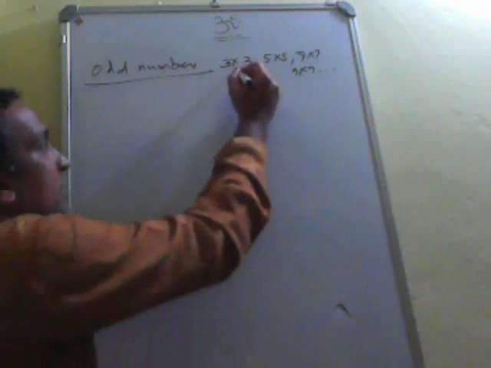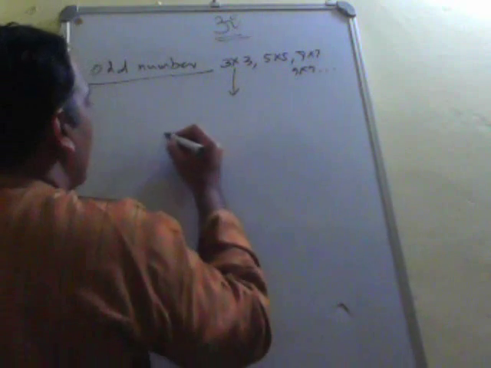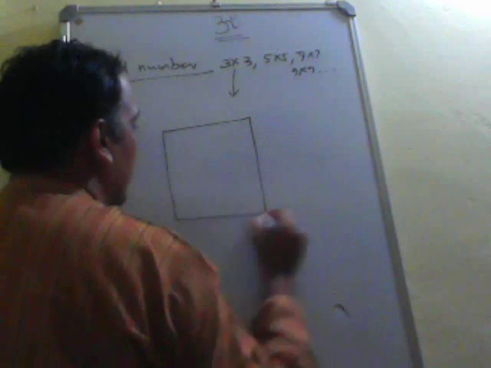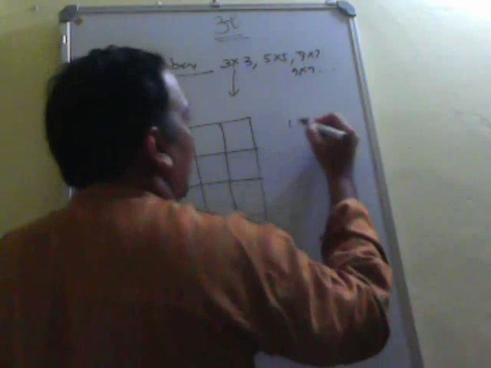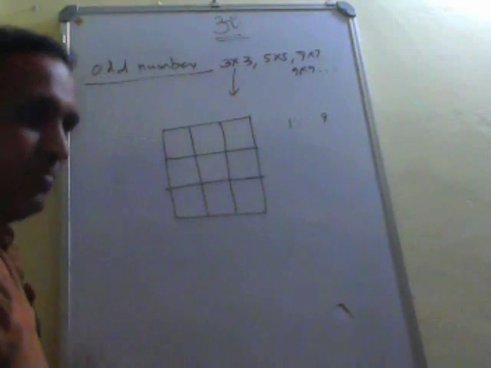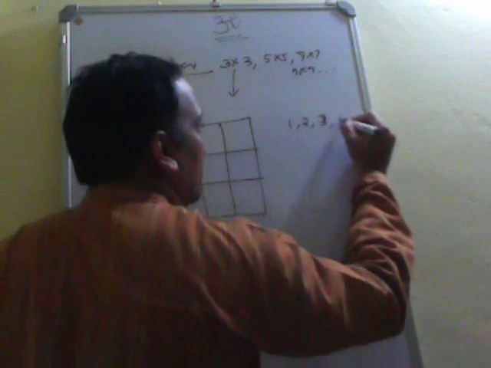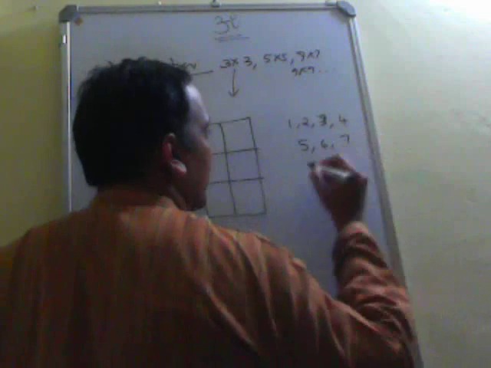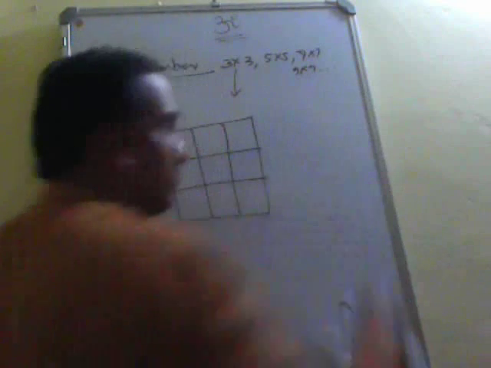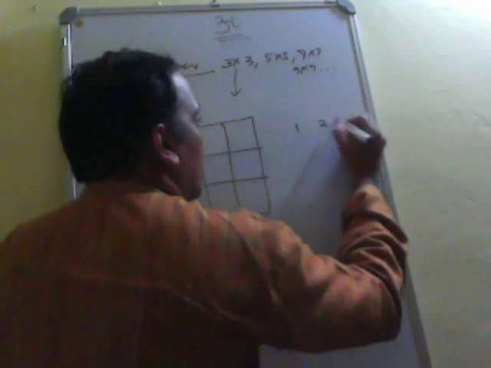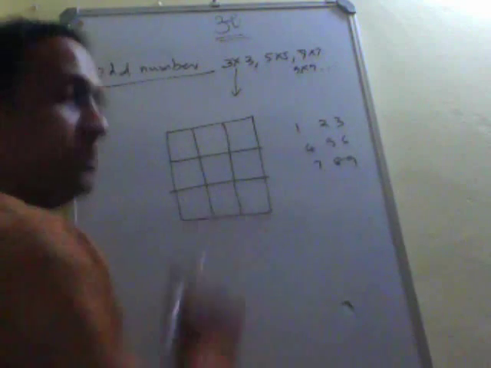So first, let us say I take 3 by 3. First you identify 9 numbers in the progression. Suppose I take 3 by 3, I can take 9 numbers. For convenience's sake, I'll start with 1 to 9. Means 1, 2, 3, 4, 5, 6, 7, 8, 9. This is my number.